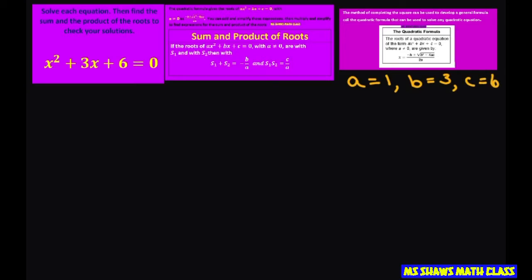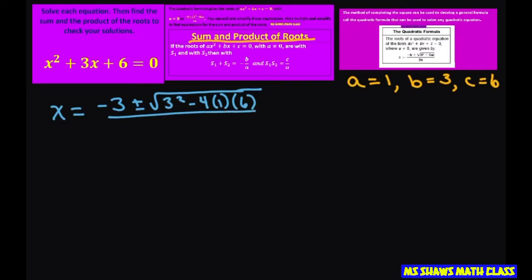So we're going to solve, and then we're going to look at the sum and product of roots to see if our solution is correct, or solutions. So using the quadratic formula, you have x equals negative b, so that's negative 3, plus or minus square root of b squared minus 4ac, all divided by 2 times 1, so that's just going to be 2.